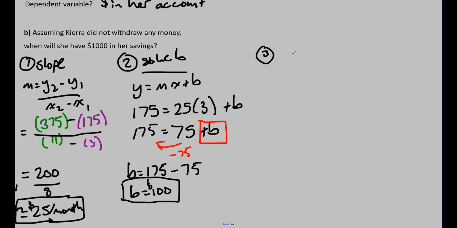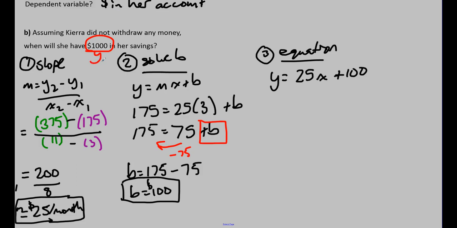And then the last bit is the equation, because I can't solve this question without having the equation. So y equals 25x plus 100, and it doesn't need to be in standard form, which is great. But it's asking, when will she have $1,000 in her savings? So this is an x value or a y value. Because it's dollars in her account, that's the dependent, which means it's y. So that 1,000 is going to be in place of y. And this time I'm going to be solving for x because it's the only unknown variable.